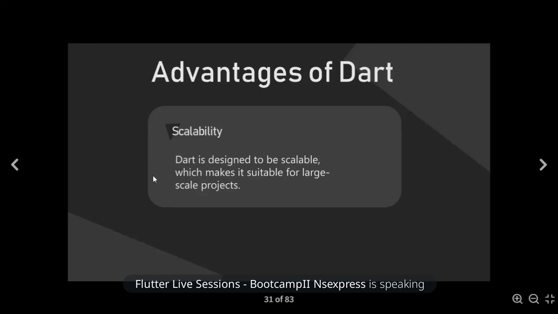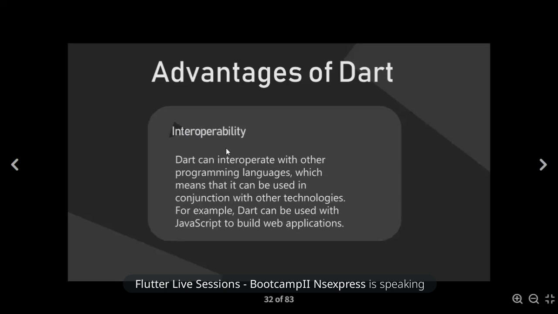So we have scalability. Dart is designed to be scalable, which makes it suitable for large-scale projects. So don't be afraid, you can use it to build production projects. Interoperability: Dart can interoperate with other programming languages, which means that it can be used in conjunction with other technologies. For example, it can be used with JavaScript to build web applications. So if you are building web applications, you can use it with JavaScript too.